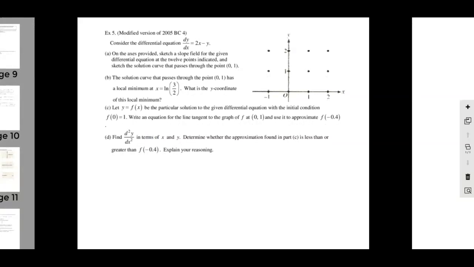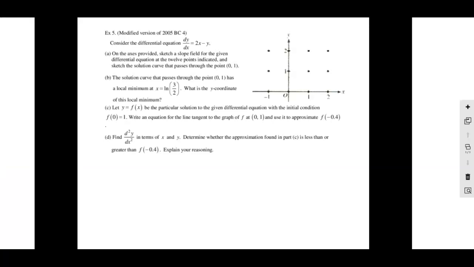All right, consider the differential equation dy/dx equals 2x minus y. Part A, sketch the slope field and the solution curve through the point (0, 1). I always like to make sure that I'm going to answer every part of the question. So I've got two things to do, right? A slope field and a particular solution through it. And then we'll worry about part B later.